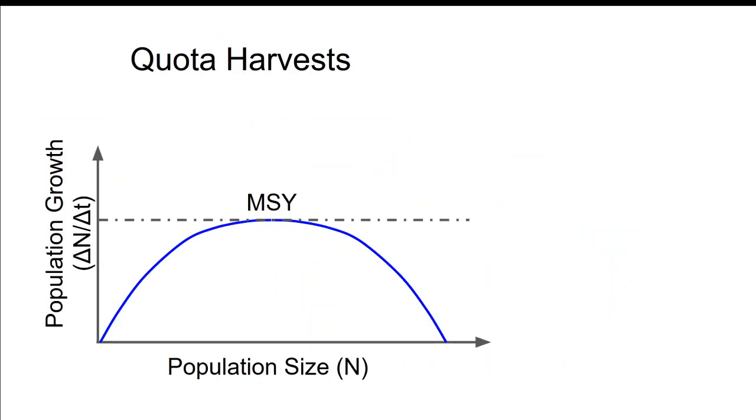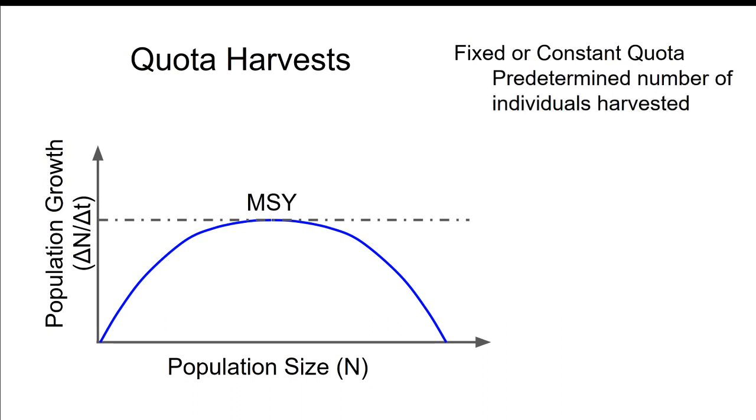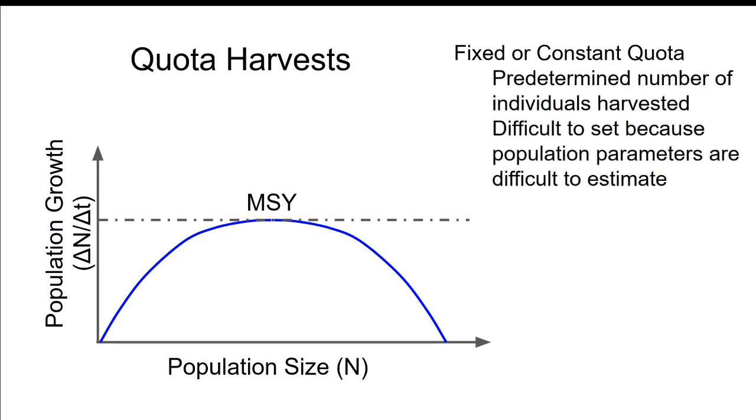So there are a number of ways that we can approach setting a harvest limit in populations. We could assign a fixed or a constant quota where we're going to take a certain number of individuals from that population. And so we have this predetermined harvest. These quotas tend to be difficult to set because we don't necessarily know what the population parameters are, and we don't know necessarily what the shape of this curve is. That makes it very difficult, and it tends towards overharvest.